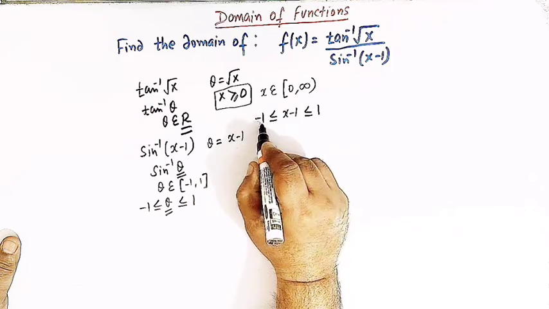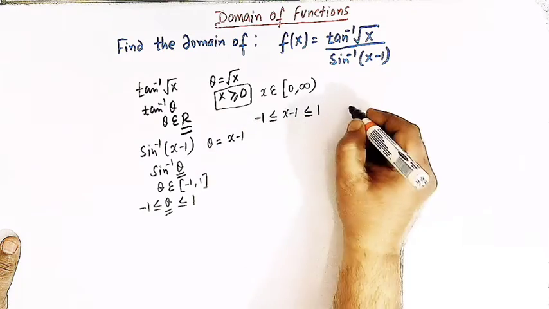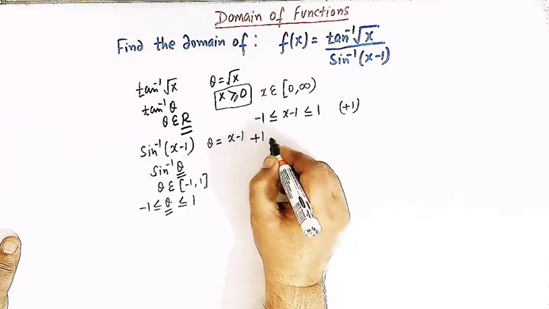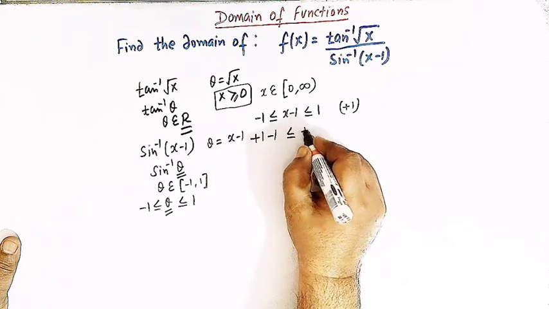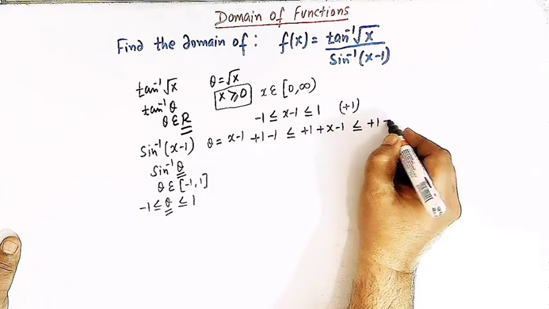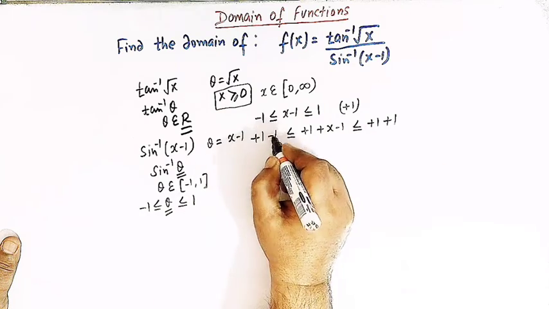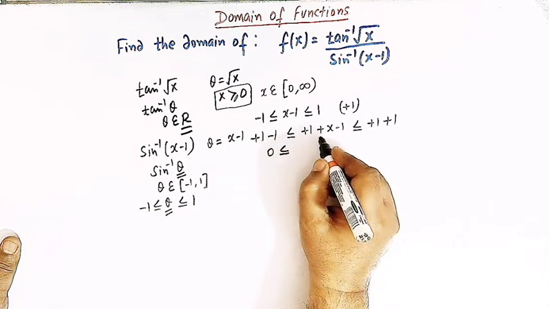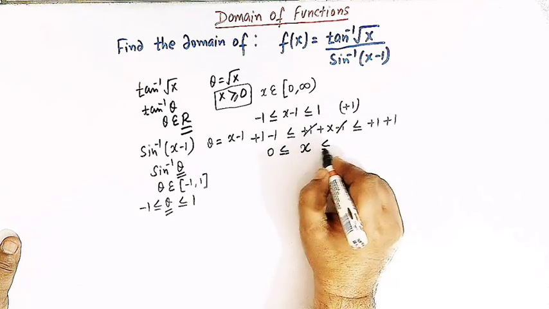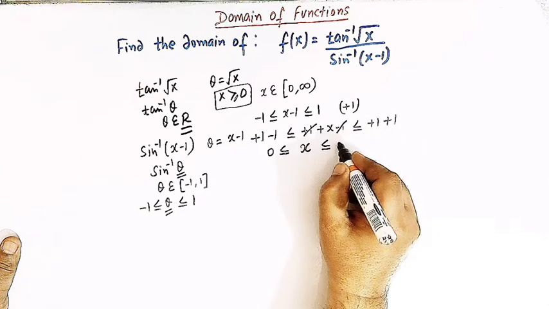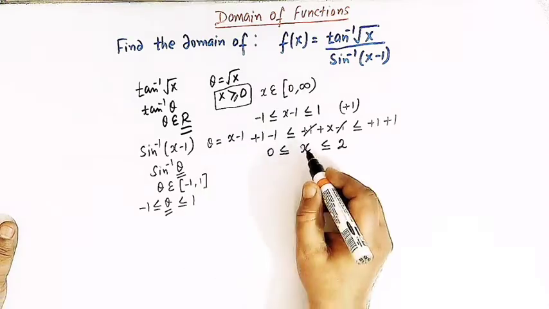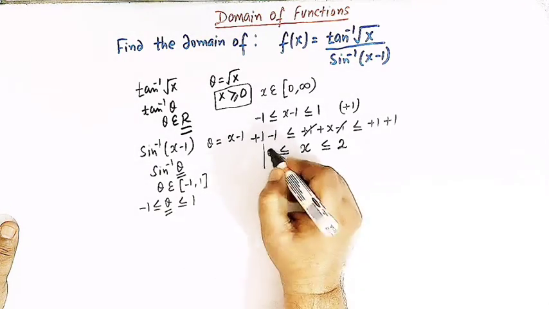So now solving this inequality by adding plus 1 throughout. So we have plus 1 minus 1, here we have plus 1 plus x minus 1, and here we have plus 1 plus 1, right? So here 1 minus 1 is 0, and here 1 and 1 get cancelled, so we have x. And here we have 1 plus 1, 2, right? So we have this inequality, right?